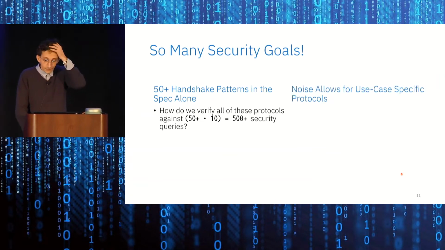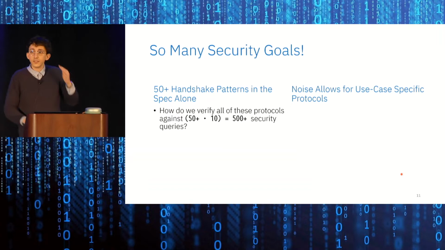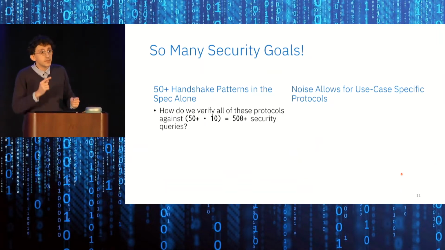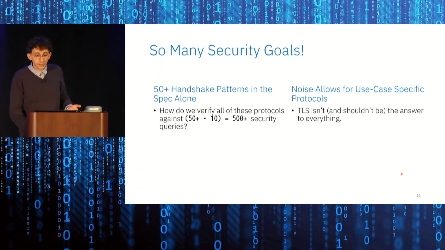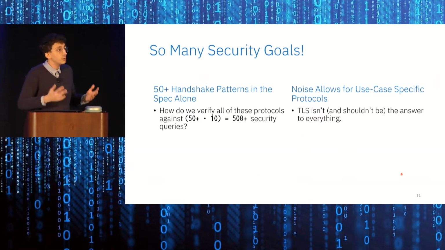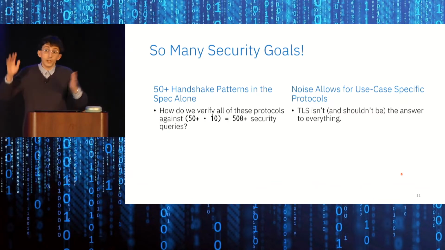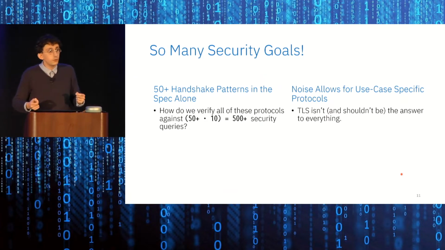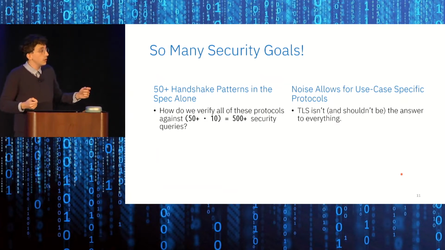And so Noise also, let's not forget one of the more important parts of Noise, which is that it allows for use case specific protocols. So maybe TLS shouldn't be the answer to everything. Maybe you have a use case where you can't really obtain the keys at the right time. You can't obtain a certificate at all. You can't do some of the stuff that TLS requires, or you just want something more streamlined. And Noise really allows you to do this because it allows you to design your own protocol that can really fit your use case.